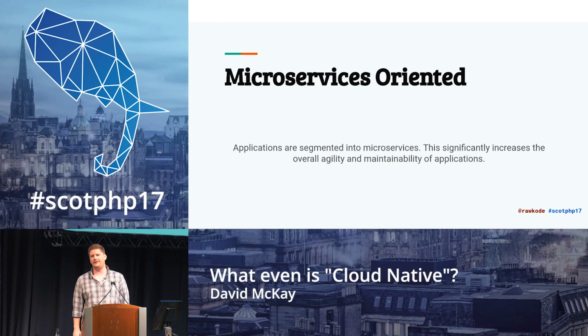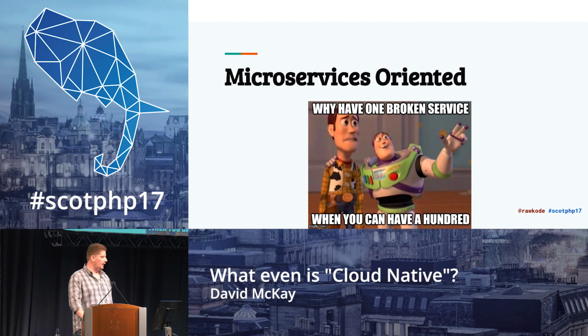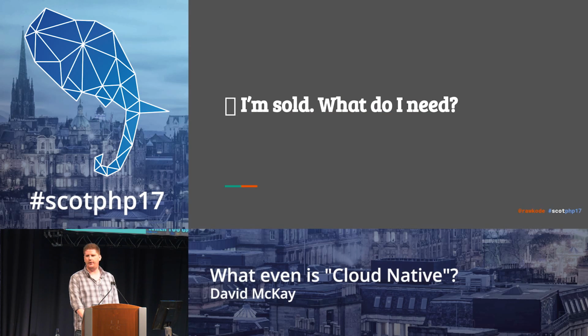And microservices is the last tenet of the Cloud Native Manifesto. So you have to be able to write small services that fulfill a duty, and you have to be able to replace them whenever they don't fulfill the duty anymore. And that says itself, right? So why have 1 broken service when you can have 100 of them?